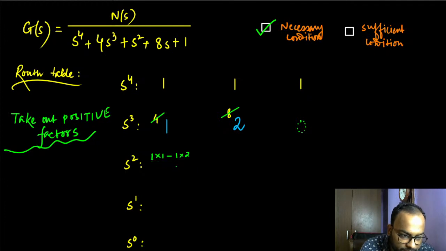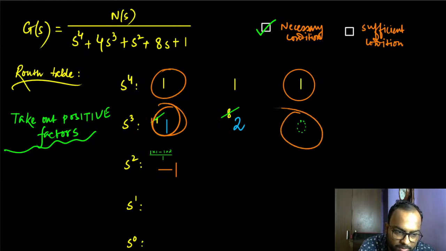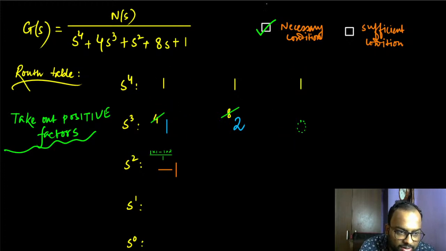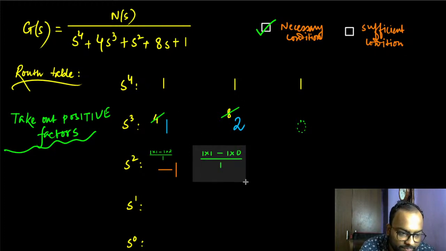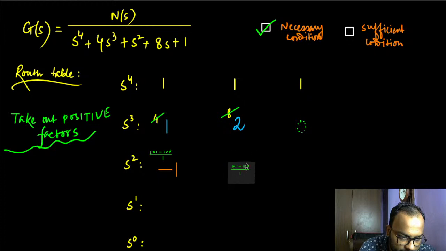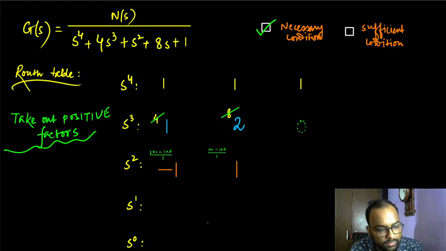This calculation actually gives me a minus 1 here. Similarly, multiply these two, subtract the product of these two, divide by this, and that way you get something like 1 times 1 minus 1 times 0 divided by 1, and that is actually 1, right? So that is actually plus 1.